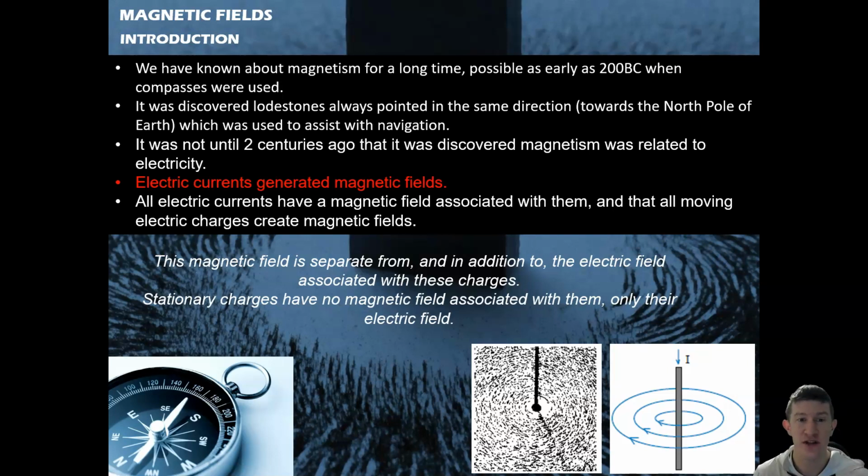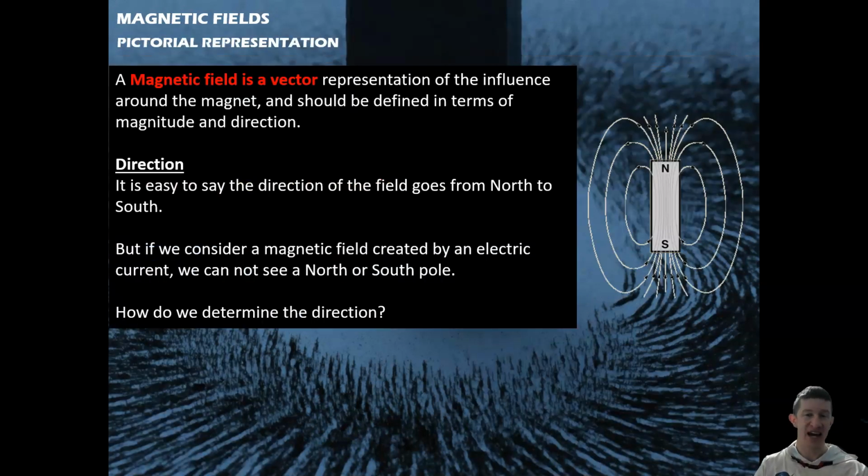It wasn't until 2 centuries ago that it was discovered that magnetism was actually related to electricity. And the key piece that we now understand is that electric currents generate magnetic fields. A magnetic field is a vector representation of the influence around a magnet, and therefore it should be defined in terms of a magnitude and a direction.